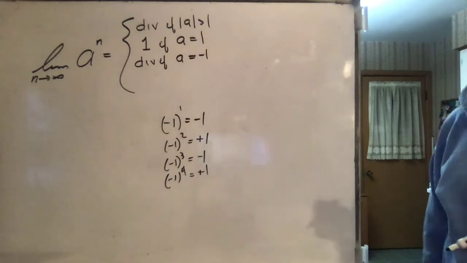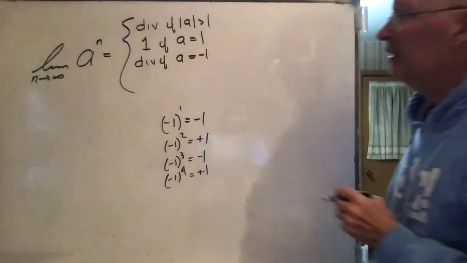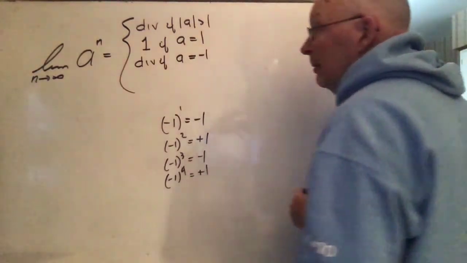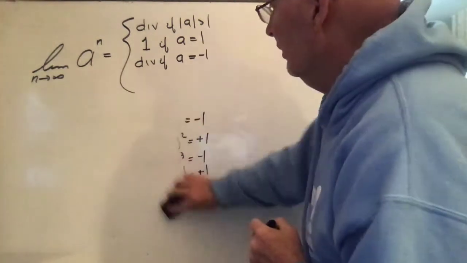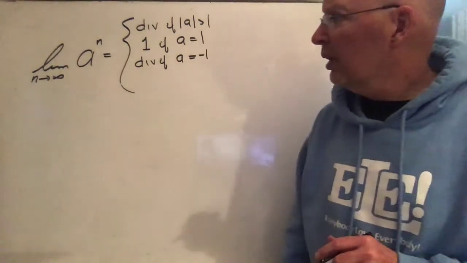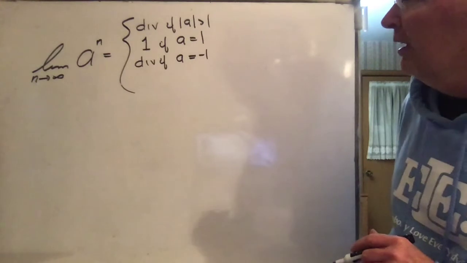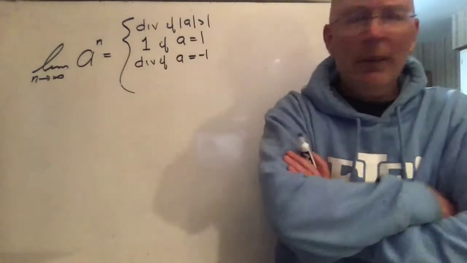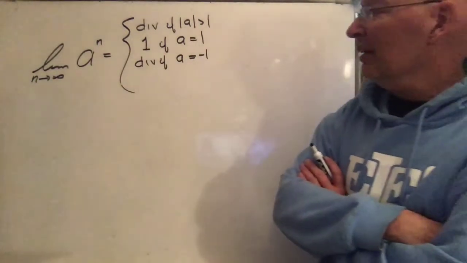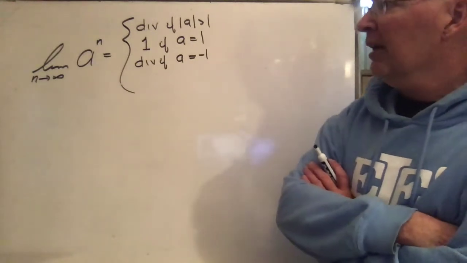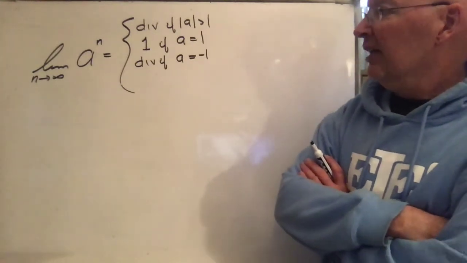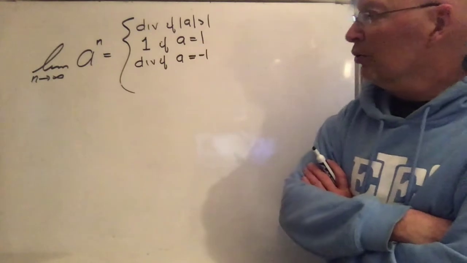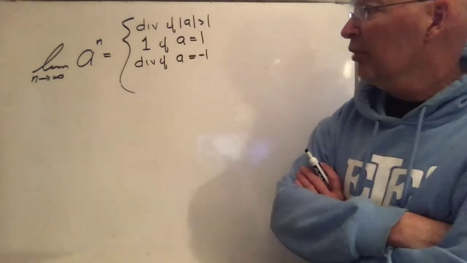And finally, what happens if the size of A is less than 1? What happens then? You could probably guess the answer, because we're taking something smaller than 1 and multiplying it by itself over and over again. It seems like it has no choice but to keep going down towards 0.